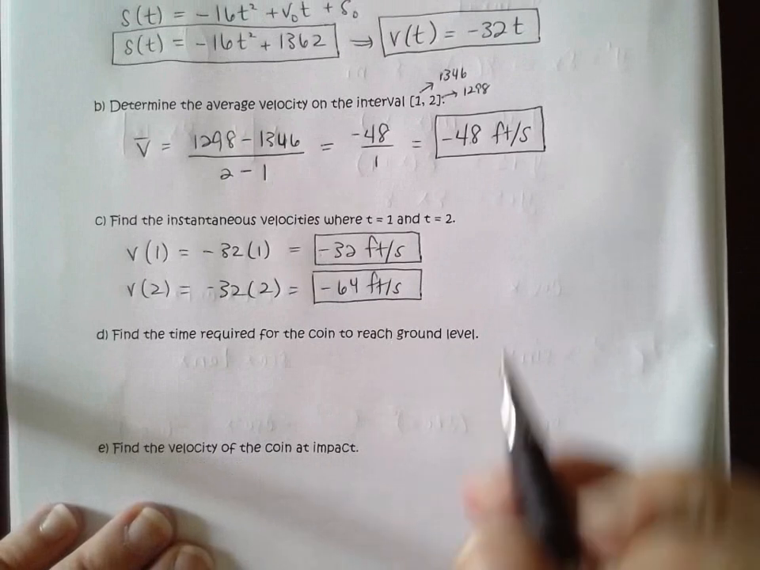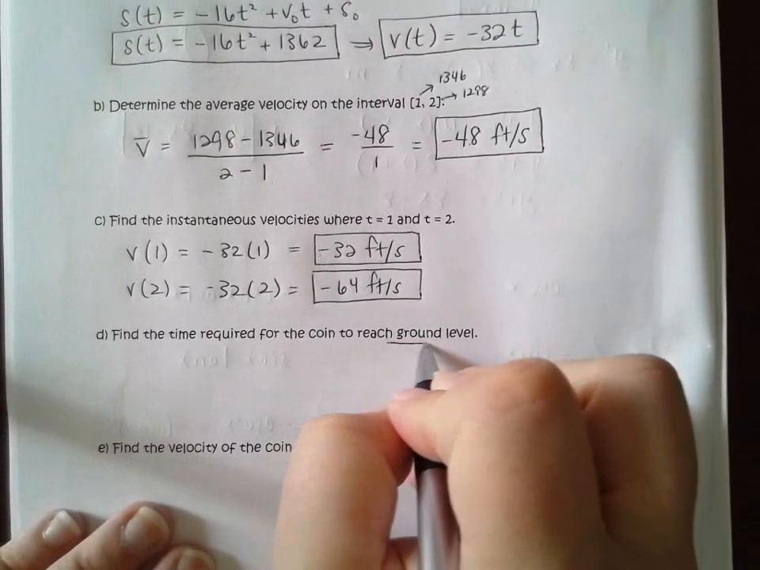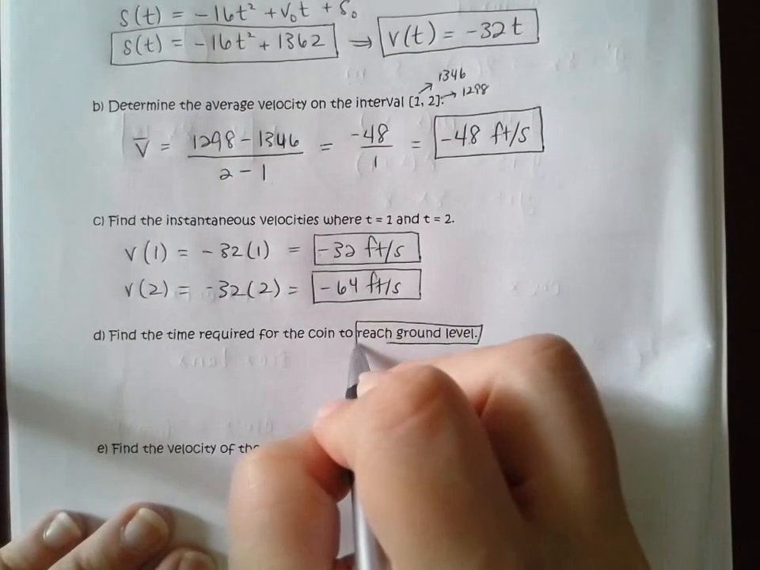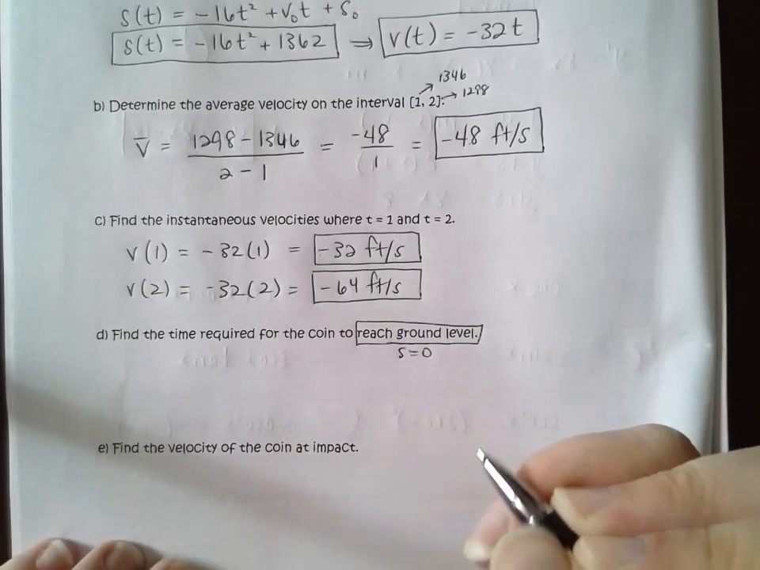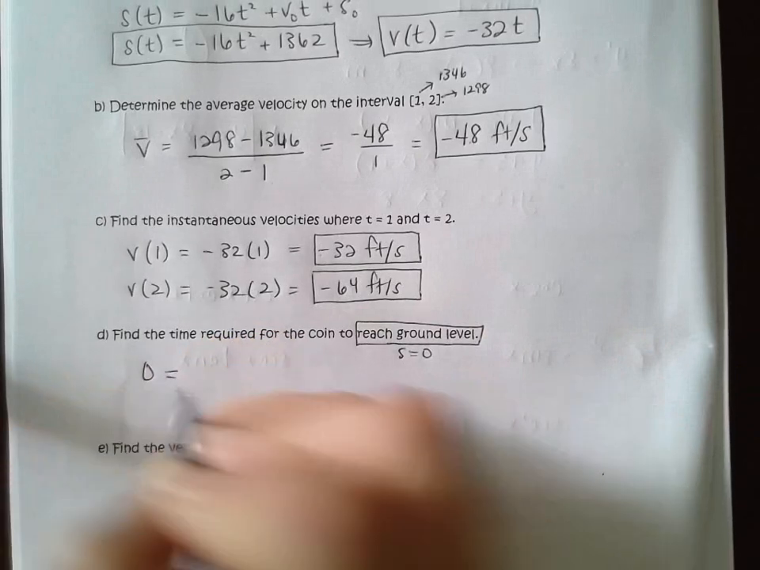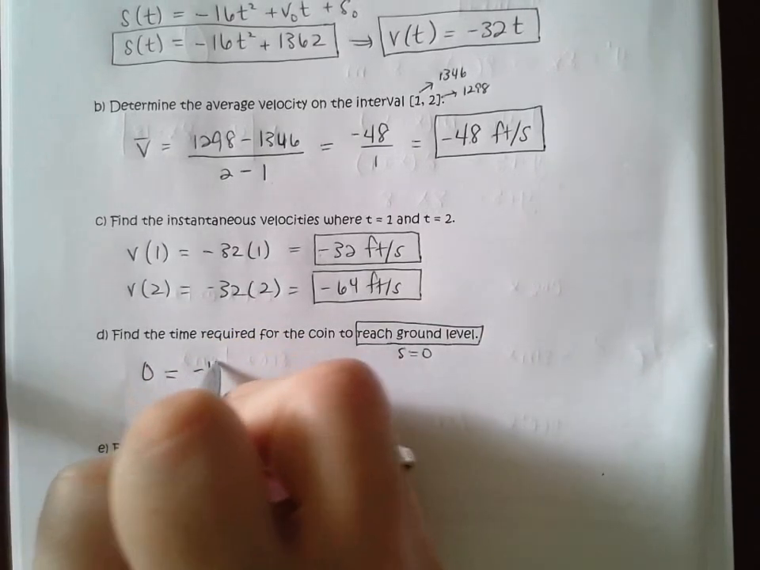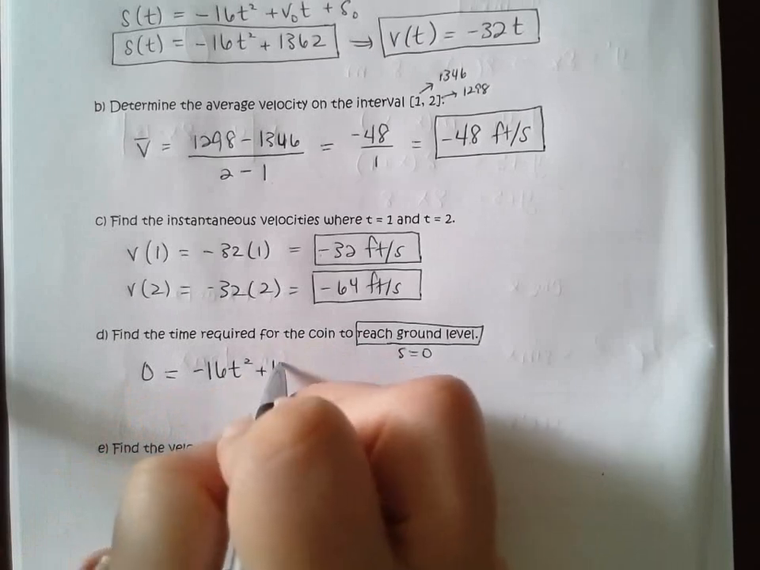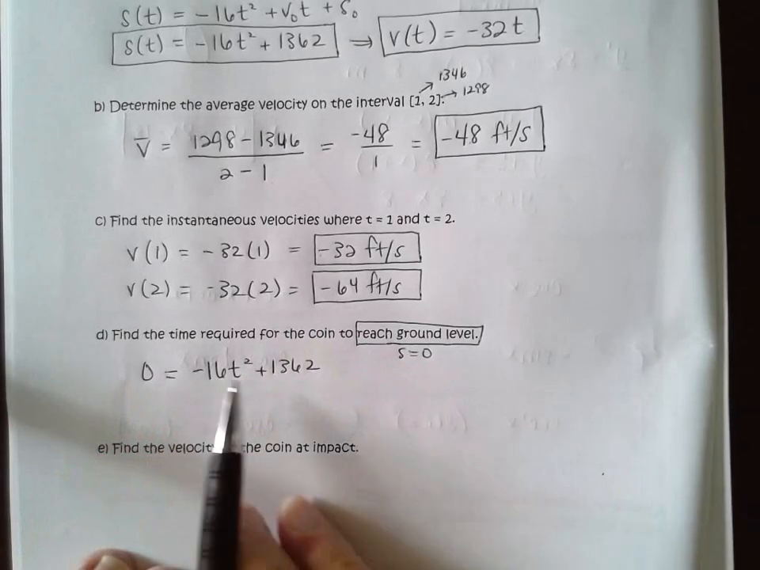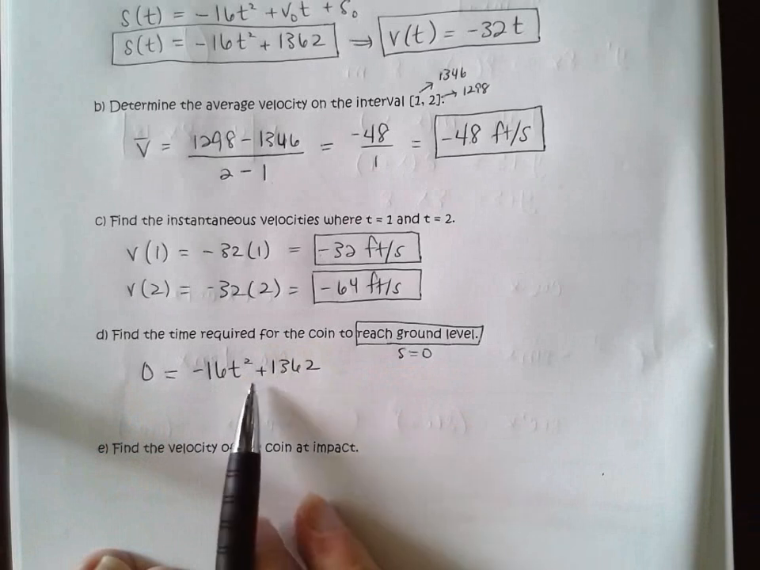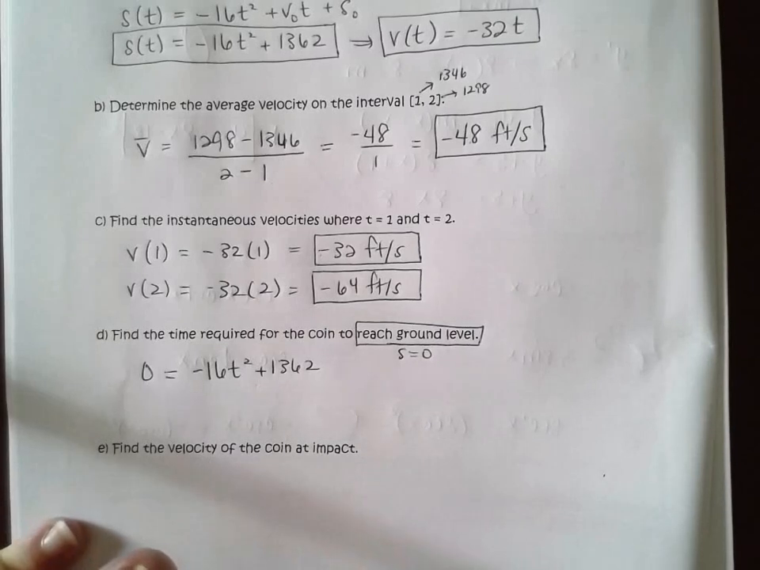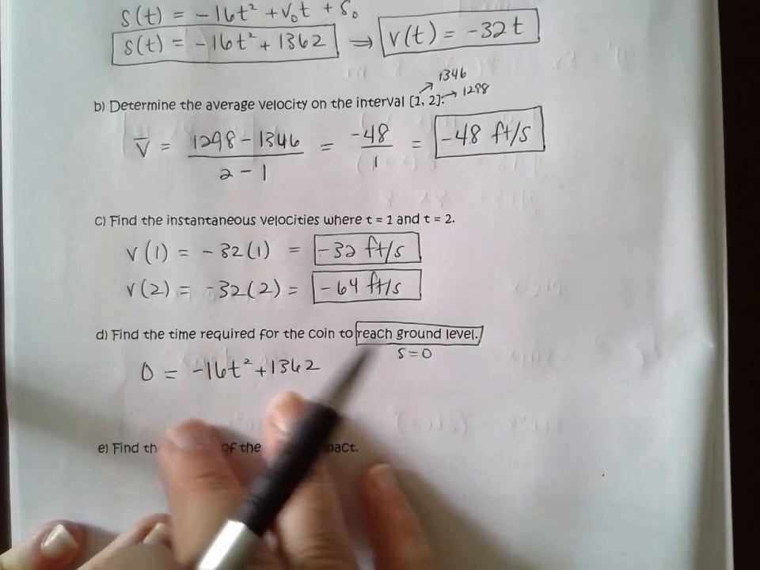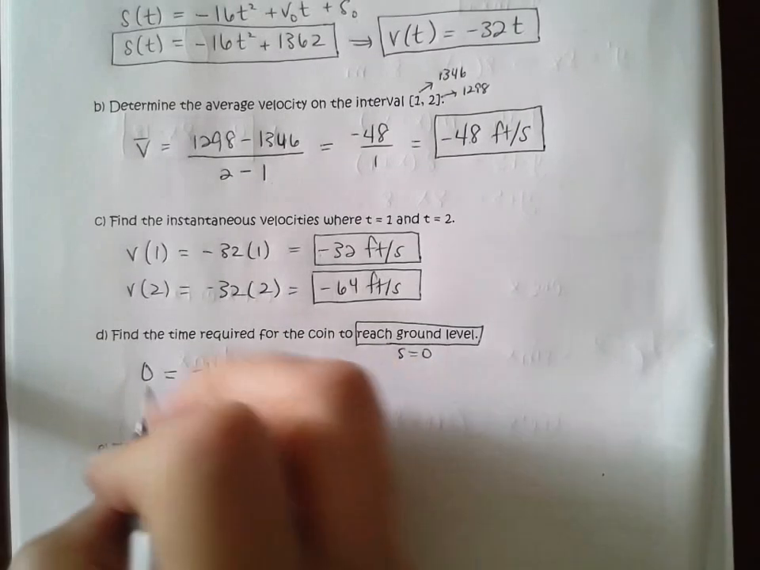Find the time required for the coin to reach the ground. There's a clue when it says ground level. If you're on the ground, then your height is 0. So basically we're saying 0 goes in for our function and we need to solve the original quadratic. Because this is an incomplete quadratic, which means the middle term is missing, you can solve this either with the quadratic formula, by factoring, or by manipulating the equation and getting the t by itself. That's what I'm going to do.